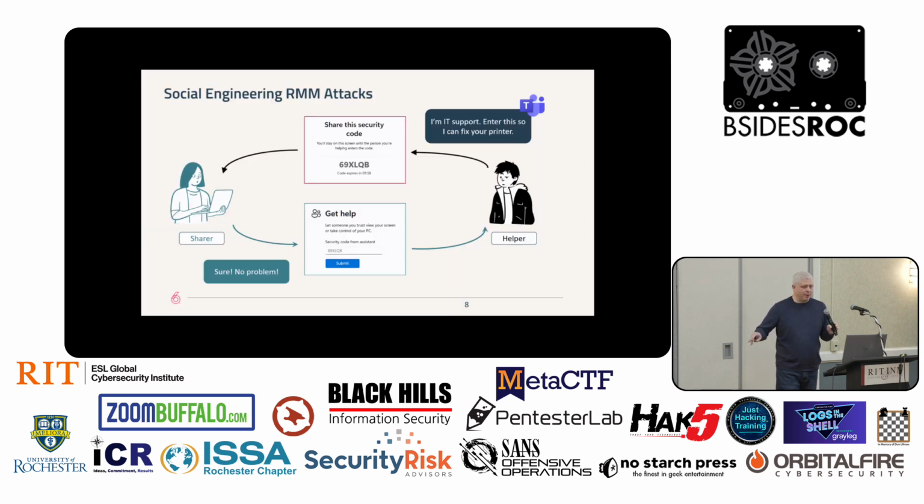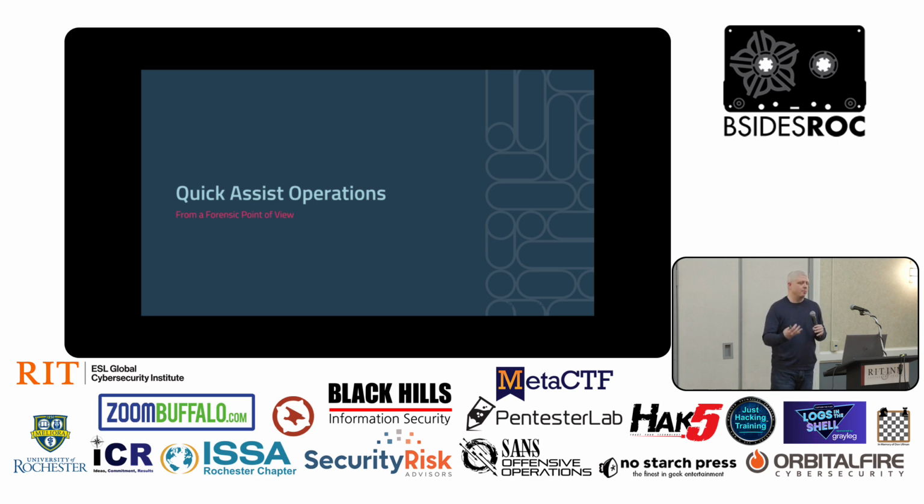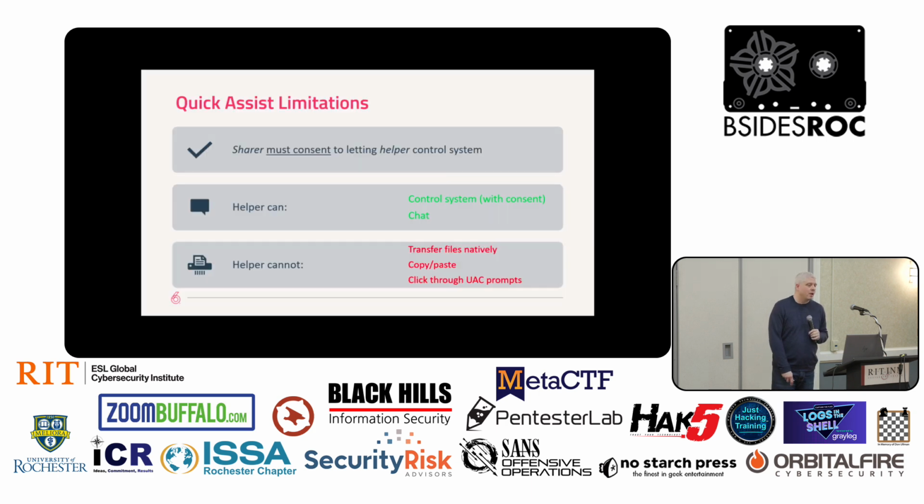So that was a high-level overview of how Quick Assist works. Let's jump into it a little bit more in depth. I want to pull the covers back from Quick Assist a little bit, because this is going to factor into how we can actually do things from a forensics perspective. So Quick Assist does have limitations.